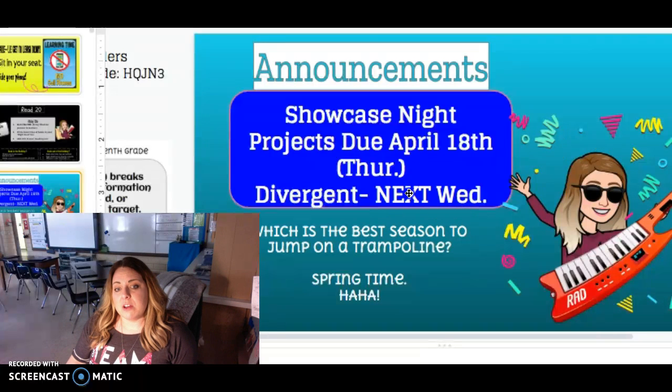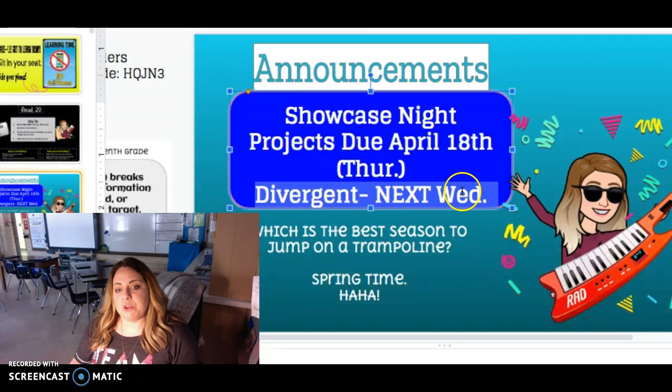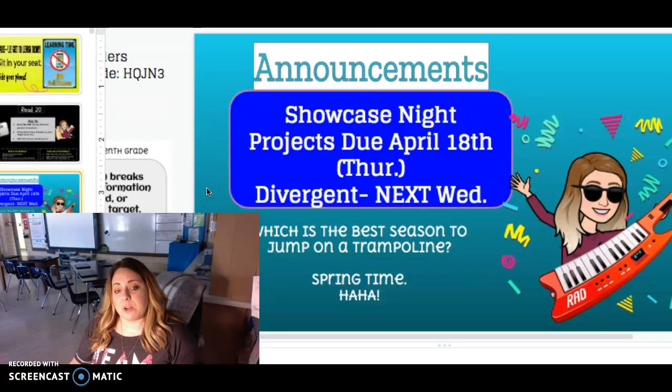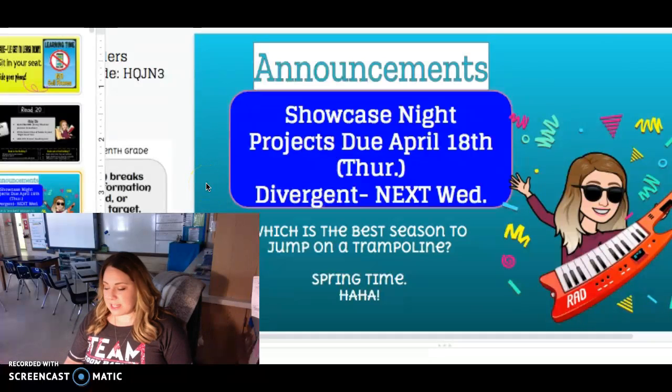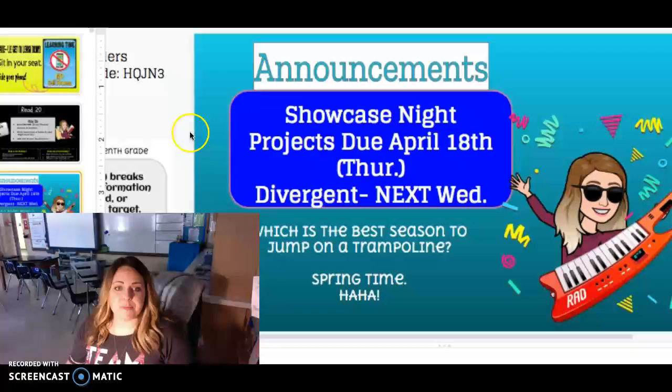And then also, unfortunately, I have to move the Divergent. There were some kids who wanted to stay after to watch the movie, and we were going to do it this Wednesday. I have to move it to the next Wednesday. I'm so sorry, but something came up that Mr. Shaw needed my help with, so we have to do it next Wednesday. So that'll be the 24th. We can talk more about it tomorrow, but just wanted to give you a heads up.